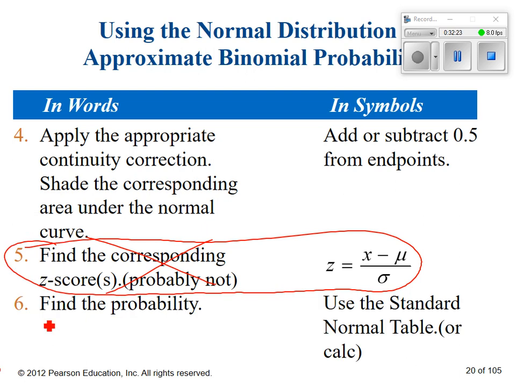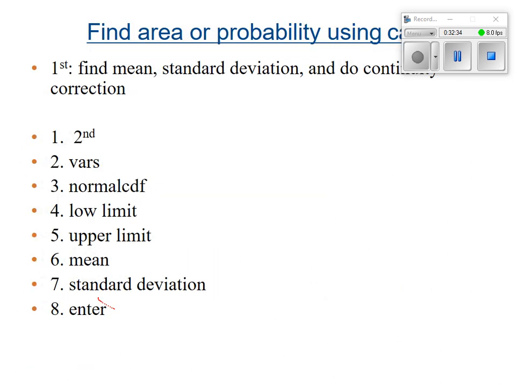Step 6, find the probability on the standard normal table. Are we going to use the table? Probably not. We're probably going to use our calculator. And on our calculator, I'm going to show you that. On our calculator, this is what we do.